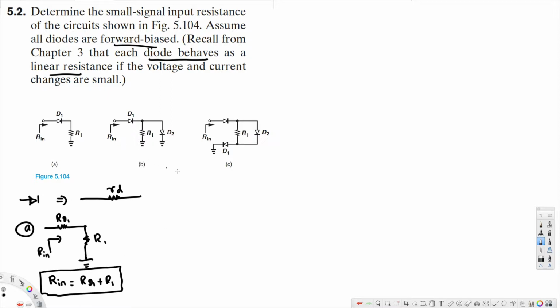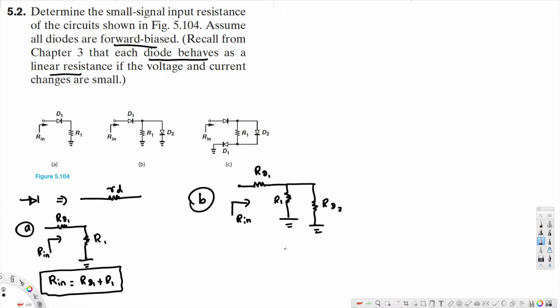Now let's look at the B part. If I replace all the diodes with resistances, it is going to look like this. Let's name this one RD1, this one R1, and this one RD2. And here this is Rin. Now these two are in parallel, and this is in series. So Rin is equal to RD1 plus R1 and RD2 in parallel.